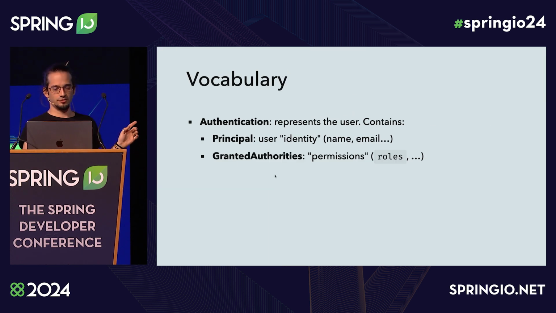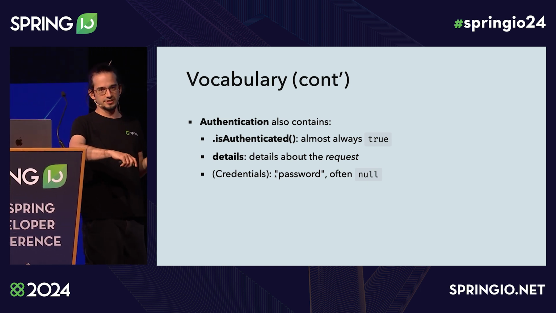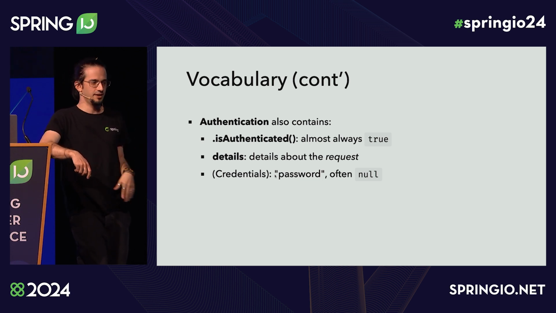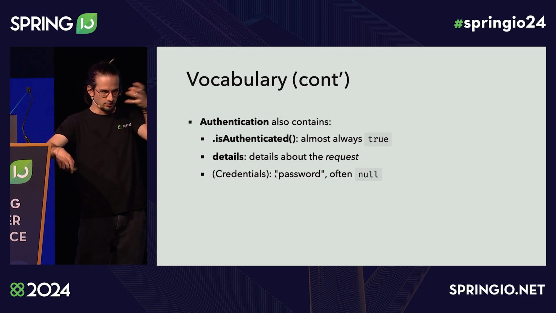In the authentication interface, you have a bunch of other things. So there's a method that tells you is authenticated. When you configure your filter chain so that every request is authenticated, well, is authenticated is always going to be true. There are details, usually the IP of the client that made the request, and credentials. Credentials, when you get an authentication object in your controller, credentials will be null.